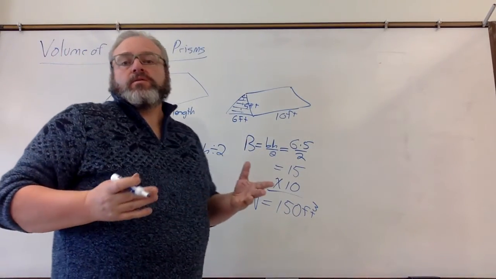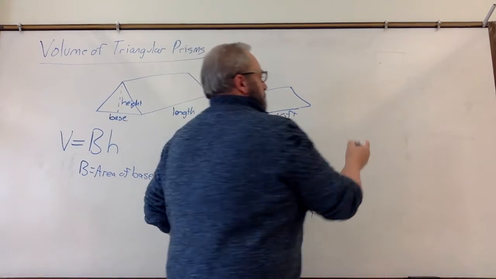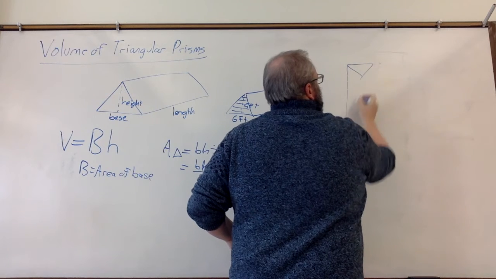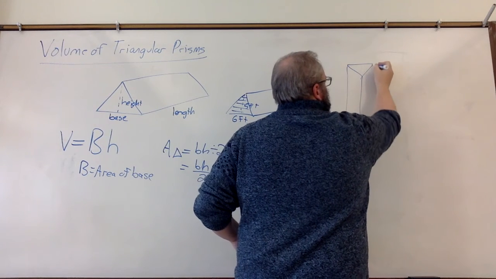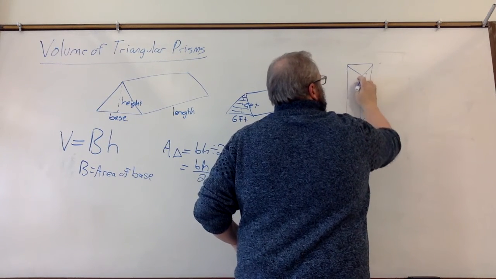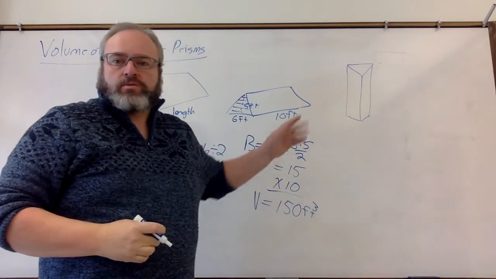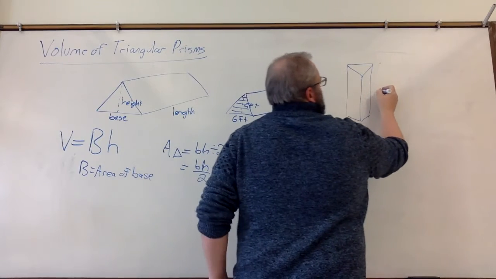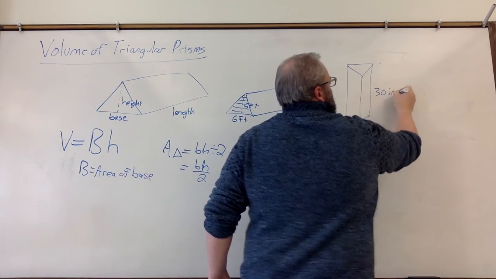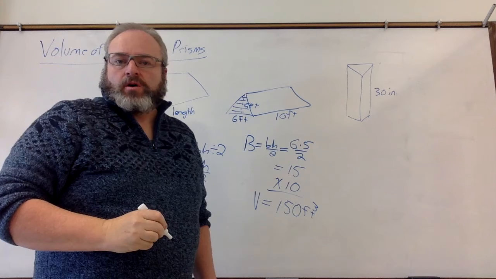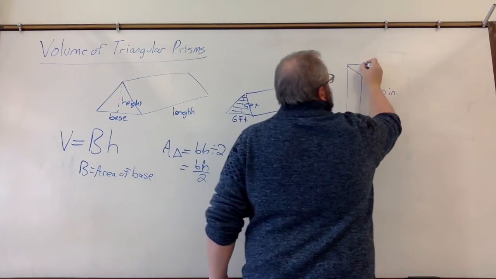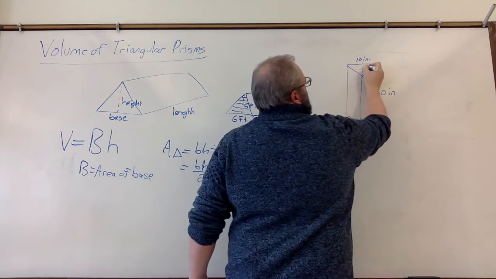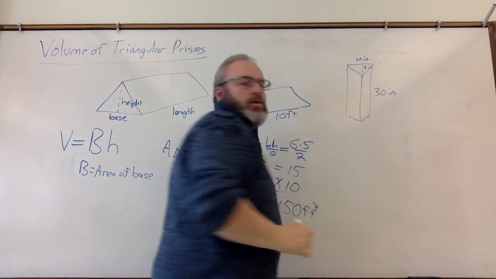Let's look at a triangular prism that is standing on end this time. Okay, so this one's standing on end, and let's say this was 30 inches tall, and 10 inches here, and 8 inches there.